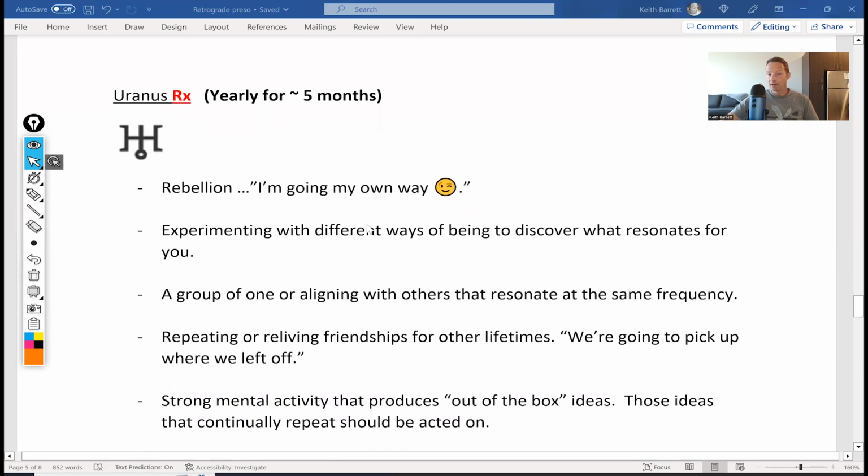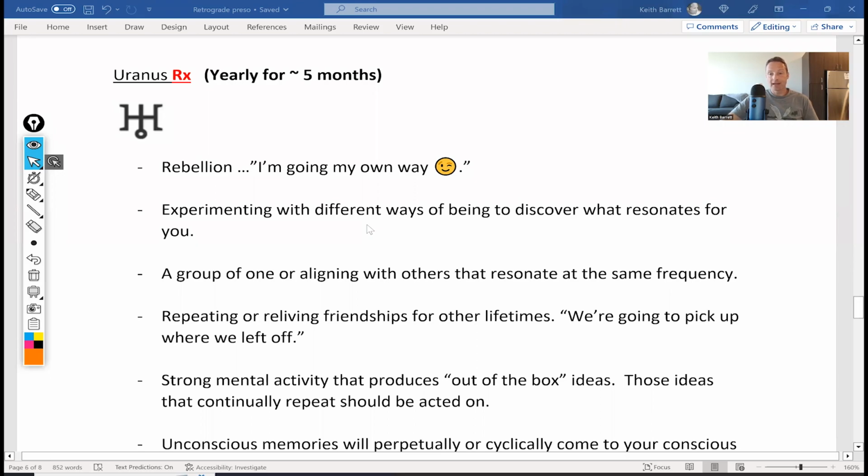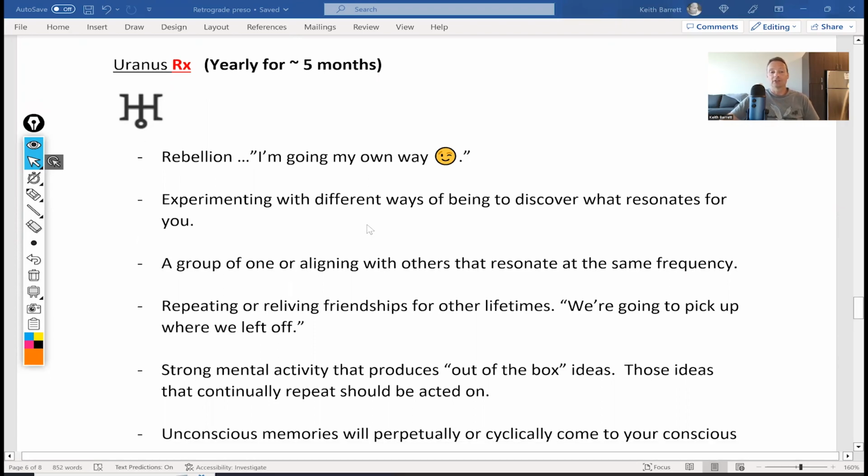And then we arrive at Uranus retrograde. Every year, Uranus goes retrograde for about 5 months. So it's not uncommon. Half the people born in a year, or a little less than half, will have Uranus retrograde in their chart, right? So it's rebellion. It's similar to Saturn retrograde, which is I'm going my own way, right? There's going to be a unique way that I need to express myself that may go against the environment that I'm born into or the people close to me.